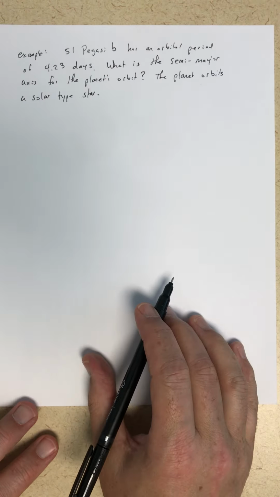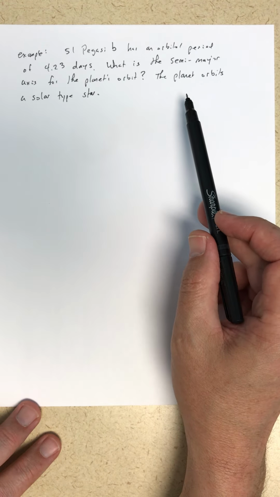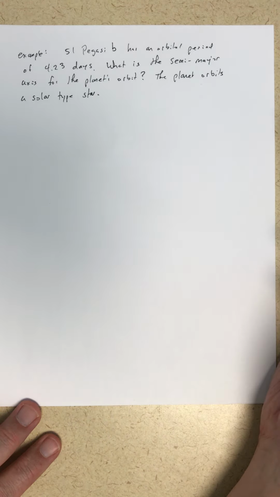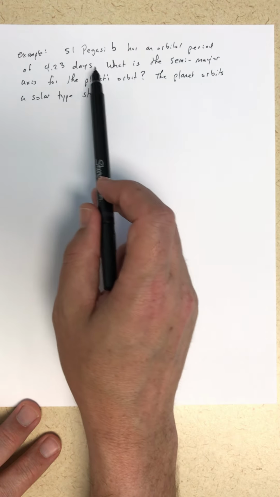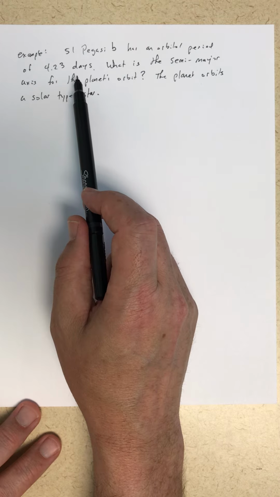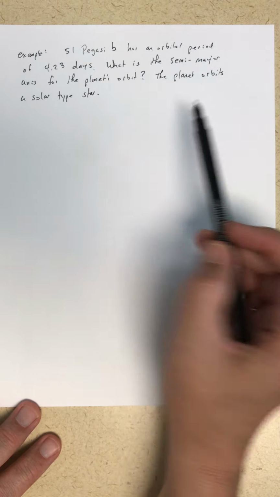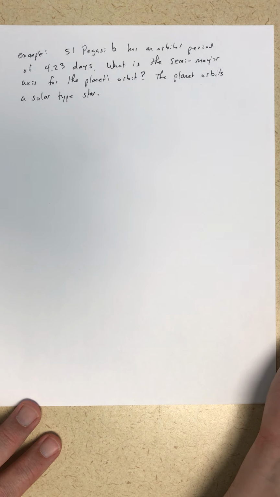Okay, so let's go through our little checklist. We're trying to find the semi-major axis. If set up correctly, that will come out in AU. We have a period that is 4.23 days. That is not in years, but we can convert that pretty simply. And we know that the mass is about the same mass as the Sun, because 51 Pegasi is a solar type star.